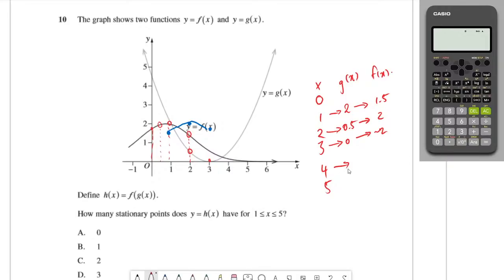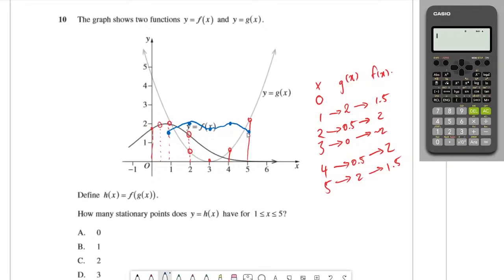Okay, let's take 4 and put it into g of x. That's about a half again, so 0.5. In fact, it should be pretty symmetrical from this point because it is a parabola. We put 0.5 in, and that just returns us 2, and that just returns us 1.5. So 4 gives us 2, 5 gives us 1.5, like that. So it's going to look like that.